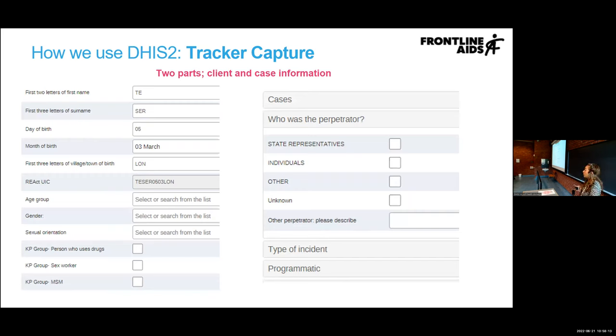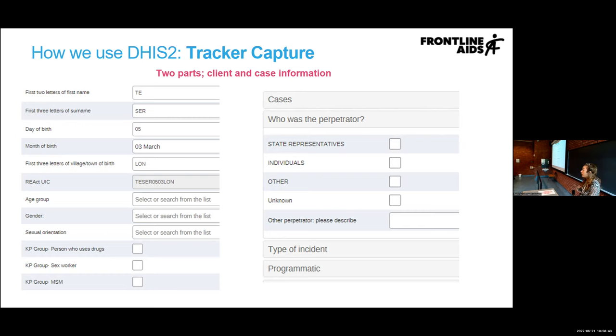It's tracker capture, pretty straightforward, client information and case information. It's based on a generic template, which we then customize for each country who are using it. They might want to customize it depending on their programming, depending on who they're reaching in terms of populations. But from Frontline AIDS's perspective, we really would like to be able to review all of the data across countries at a global level. So we do want to keep it as a template with similarities across all the programs we run.